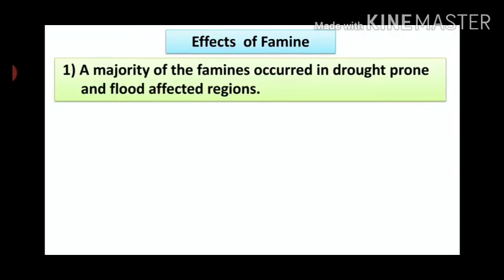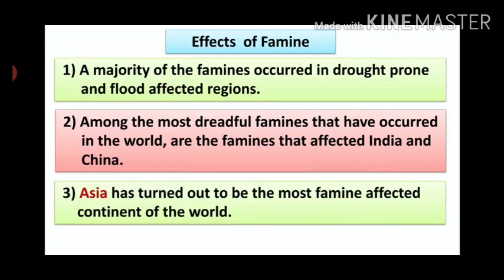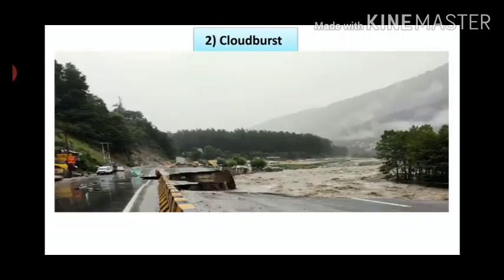A majority of the famines occur in drought prone and flood affected regions where there is more flood and drought. Among the most dreadful famines that have occurred in the world are the famines that affected India and China. Asia has turned out to be the most famine affected continent of the world.